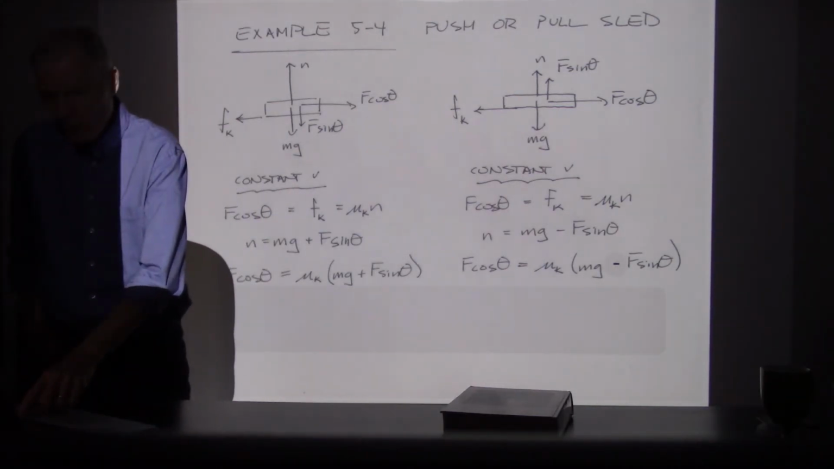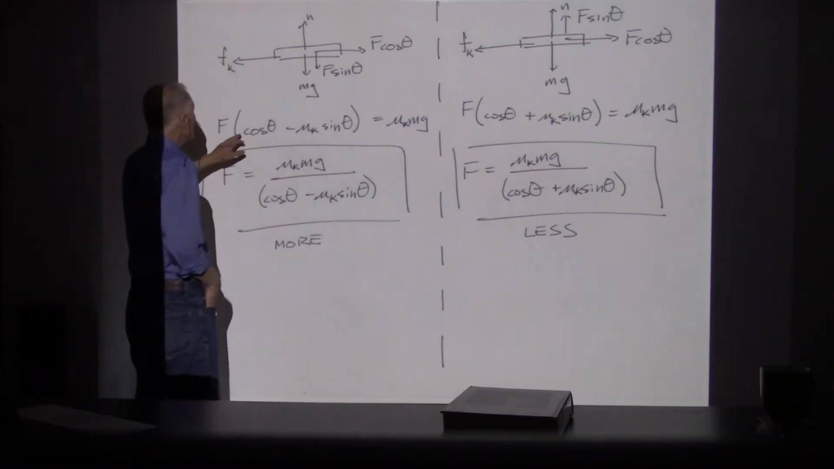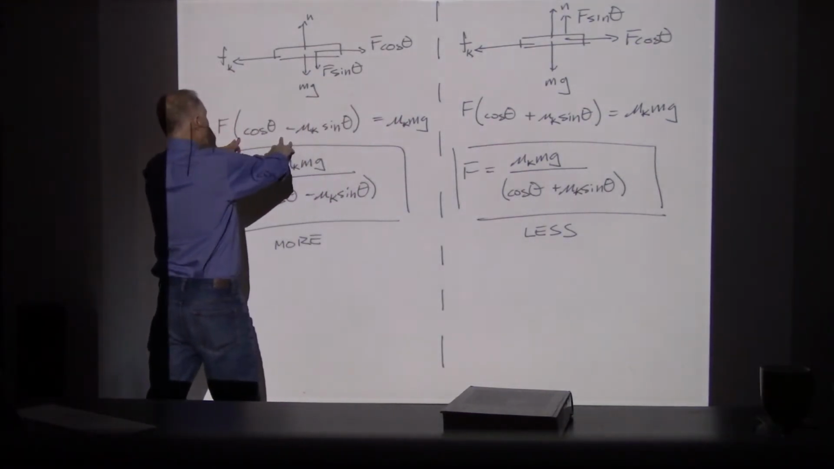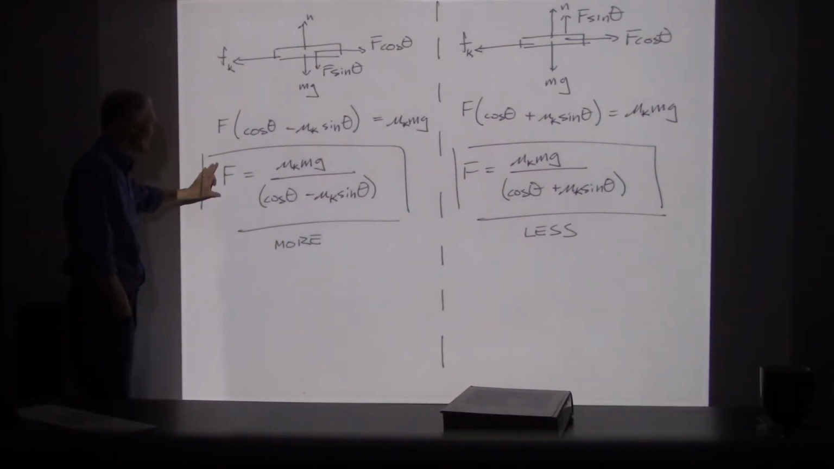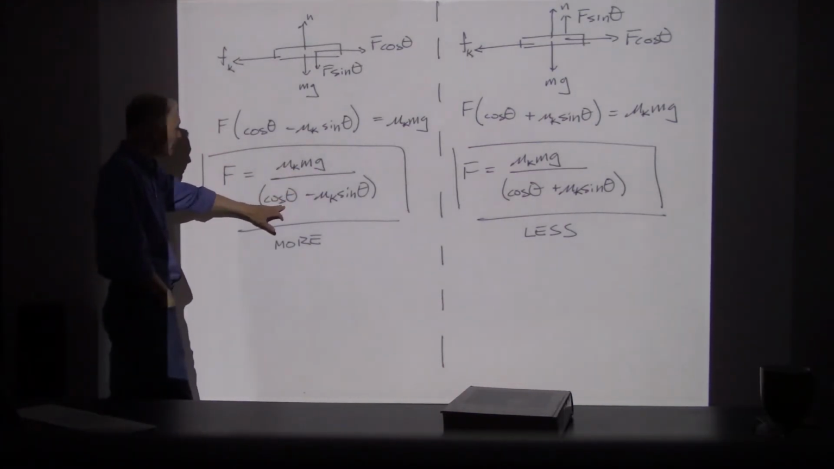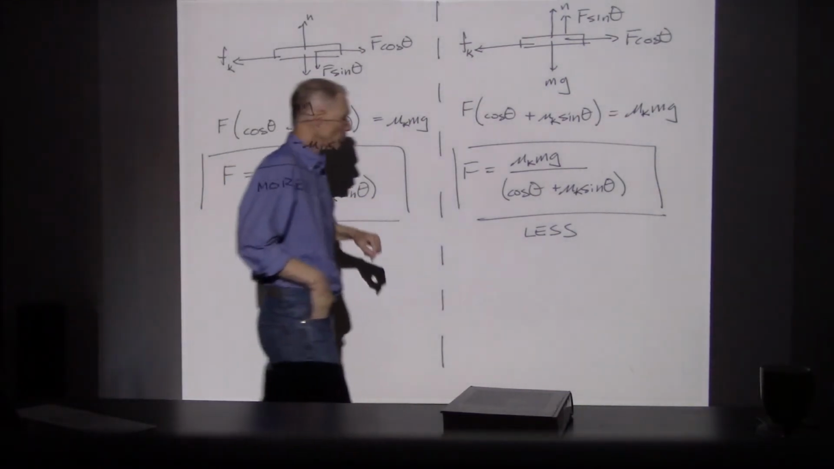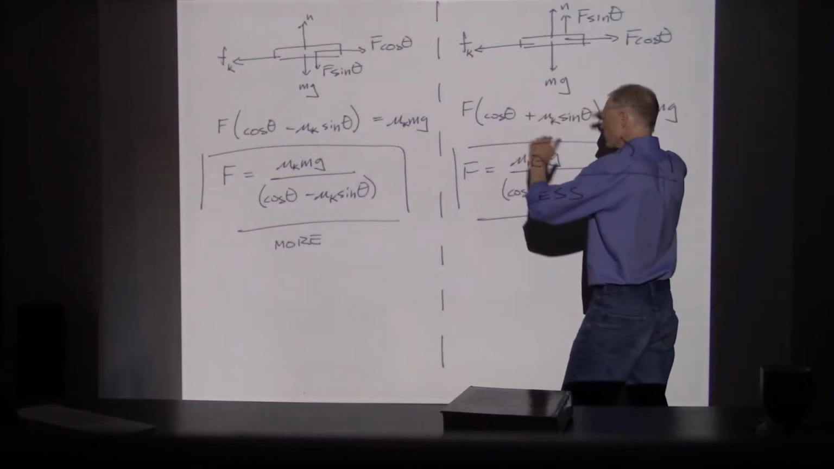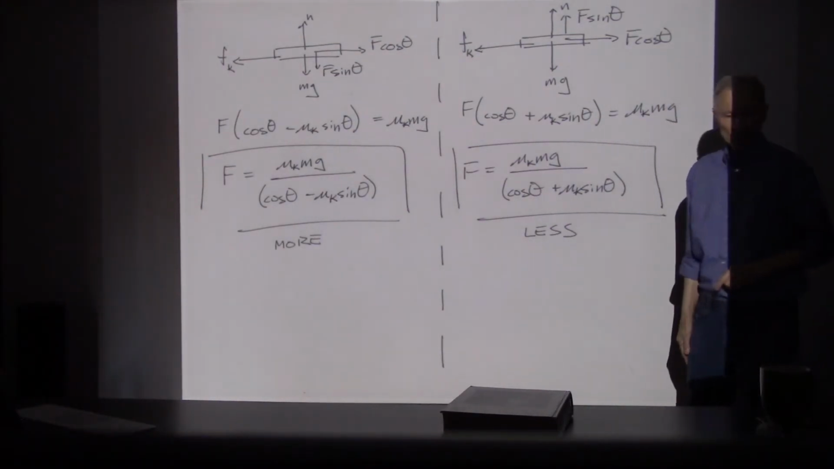We do not have all the F's on the same side. So we're going to correct that. We're going to bring over that term that had the F in it so that it's all right here, and then this is the force we would have to push with. It would be mu sub k mg over cosine theta minus mu sub k sine theta. Over here it would be mu sub k mg. Numerators look the same, but the denominator is bigger, and that means we have to push with less.